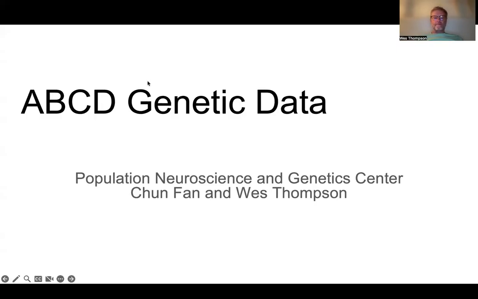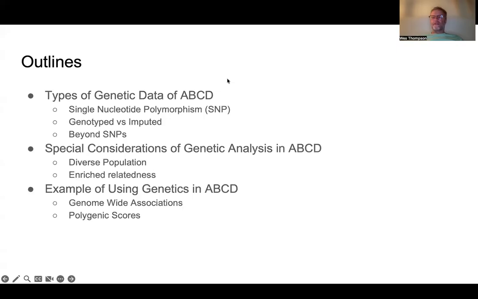Okay, so first, an outline of the talk. I'm going to talk about the types of genetic data available in ABCD. So probably the primary one of interest here is the single nucleotide polymorphisms and the genotype data. I'm going to talk about the genotyped versus imputed SNPs, and then talk a little bit beyond SNPs, including the twin component of the data, which is another way to assess genetic information, at least indirectly.